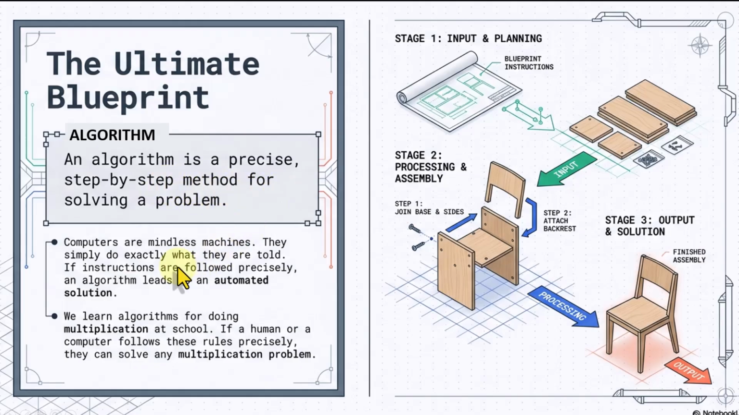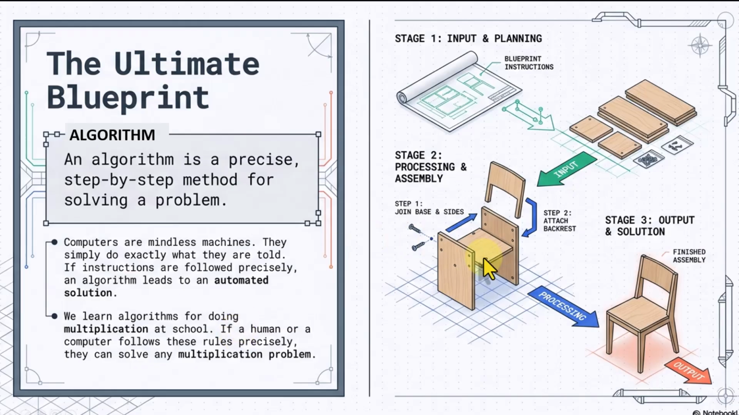See, computers are mindless machines. They are not smart. They just simply do exactly what they are told. If instructions are followed precisely, an algorithm leads to an automated solution. An algorithm must give the correct answer. We learn algorithms for doing multiplication at school, for example. If a human or a computer follows these rules precisely, they can solve any multiplication problem. So that is just an algorithm.